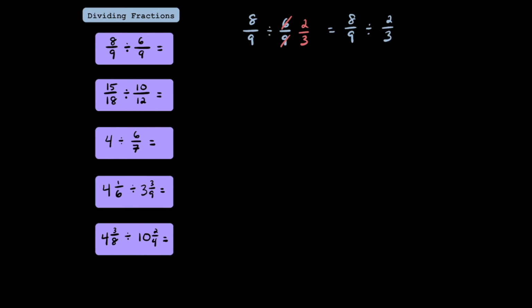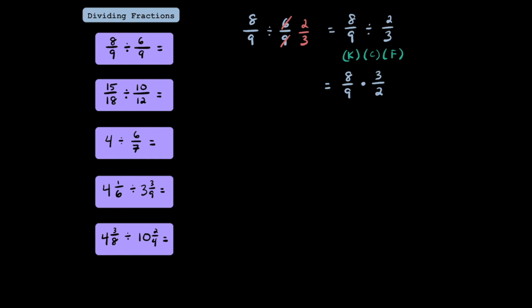To divide fractions, we have to multiply by the reciprocal of the second fraction. Remember we said that we're going to keep, and then we're going to change, and then we're going to flip. When rewriting this as a multiplication problem, we're going to keep the 8/9, we're going to change division to multiplication, and we're going to flip or write the reciprocal of 2/3 as 3/2.